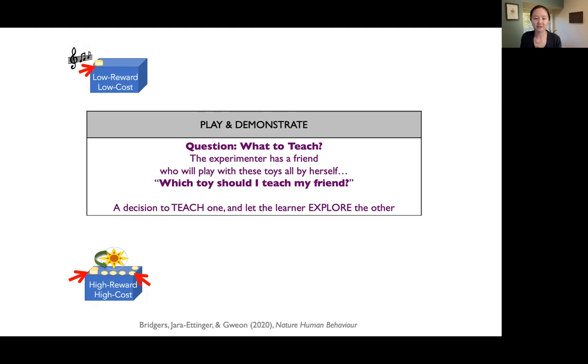And then the question is, the experimenter has a friend who will play with these toys all by herself. Which toy should the experimenter teach her friend? So this is a decision to teach one and let the learner explore the other toy.